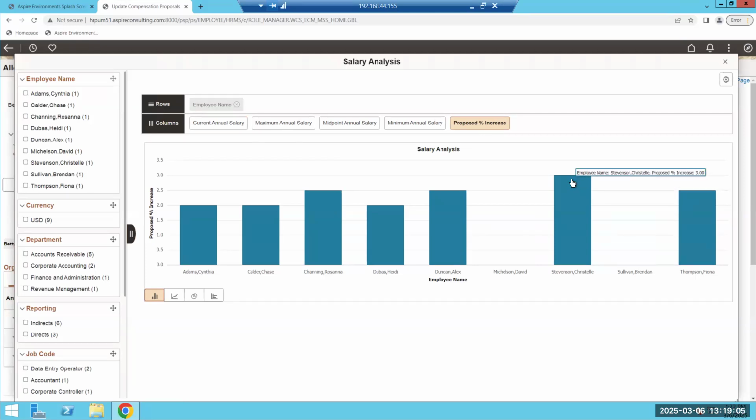And we can see that we've got Christelle receiving a 3% increase. We don't have anything for David or so those may be things that we want to look at.